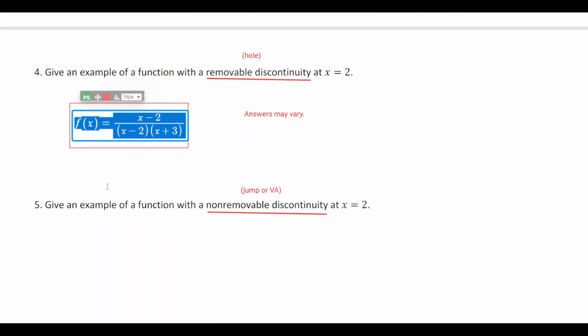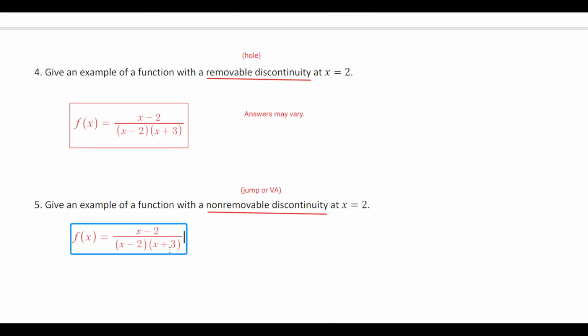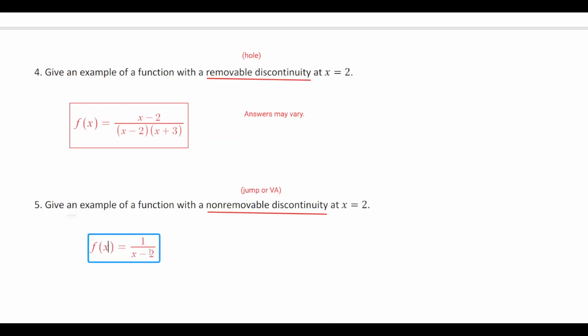So we can write a very simple function here and just not make the numerator have the same factor. I don't even really need this if I'm going to do that. It's just 1 over x minus 2, probably the easiest way to write that, where we have a vertical asymptote at x equals 2, which would be a non-removable discontinuity.